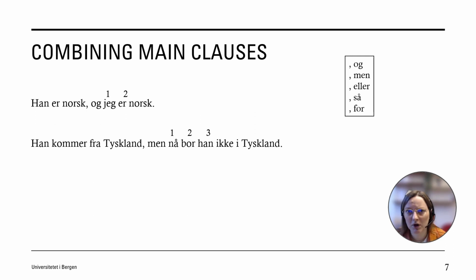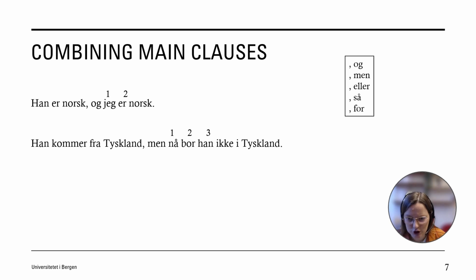We can combine main clauses by using conjunctions like men, meaning but, and og, meaning and. And these conjunctions are always element 0. That means that we get element 1 after the conjunction, and the verb is element 2. We also always have a comma in front of conjunctions. So han snakker norsk, og jeg snakker norsk. Og is element 0, jeg is element 1, the verb is element 2.